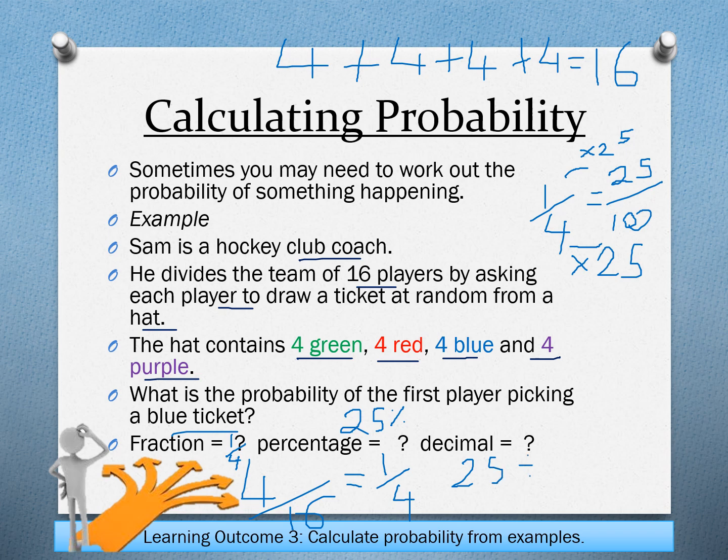Which is equal to 0.25. Think of it like this, guys: 25.0 divided by 100, so the decimal point moves 2 places to the left. It goes there, so it's 0.25, or 0.250. Putting a 0 at the end doesn't change my answer. So my answer is 0.25.